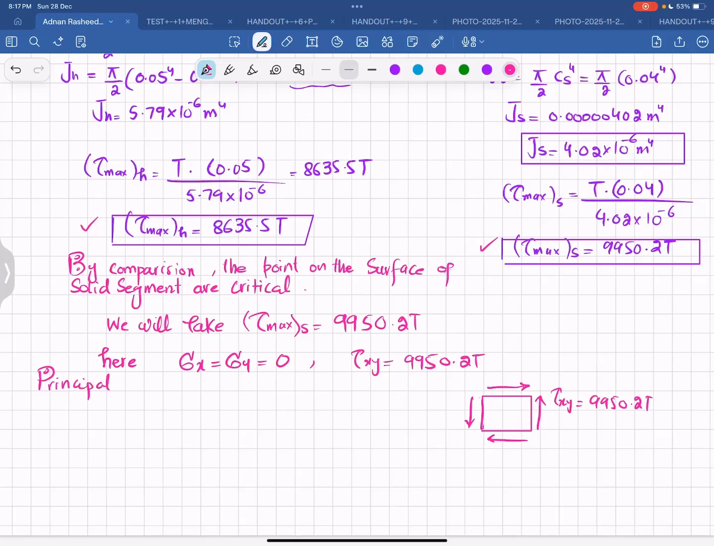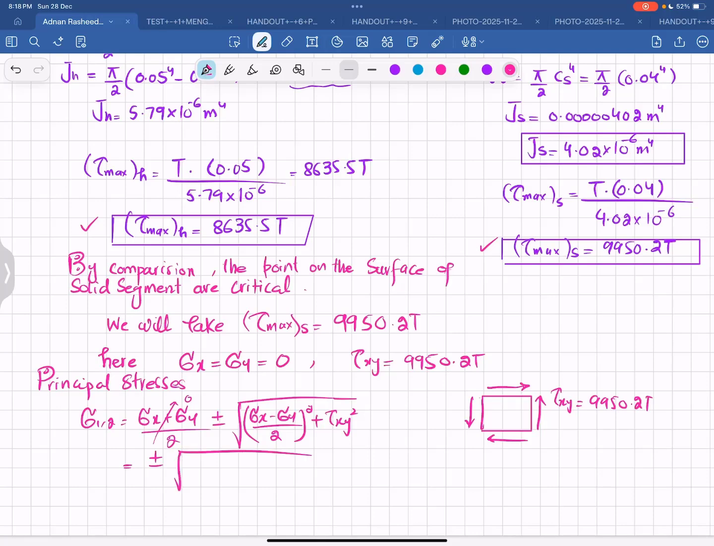Now we are going to find the principal stresses, because you know that in the maximum shear stress theory you will need sigma 1 and sigma 2, which are the principal stresses. So principal stresses sigma 1, 2 is equal to (sigma x plus sigma y) divided by 2, plus minus the root of ((sigma x minus sigma y) divided by 2) whole square plus tau xy whole square. Since these values are 0, this term will become 0, and this term will also be 0, and we have only plus minus the root of (9950.2 t) whole square.